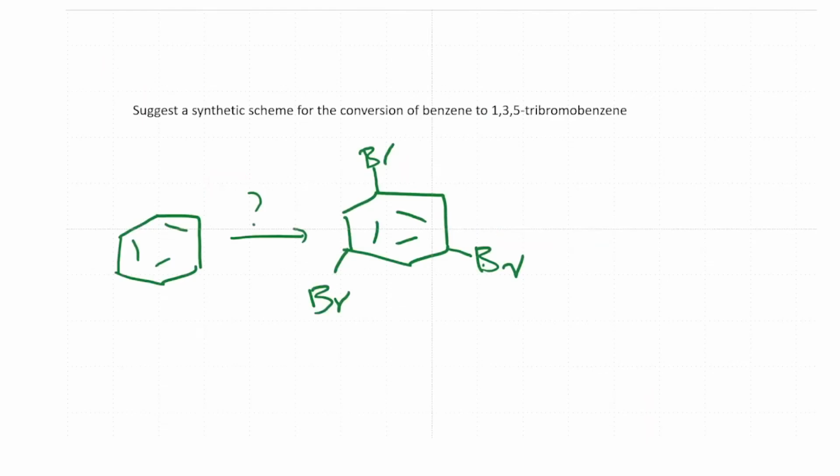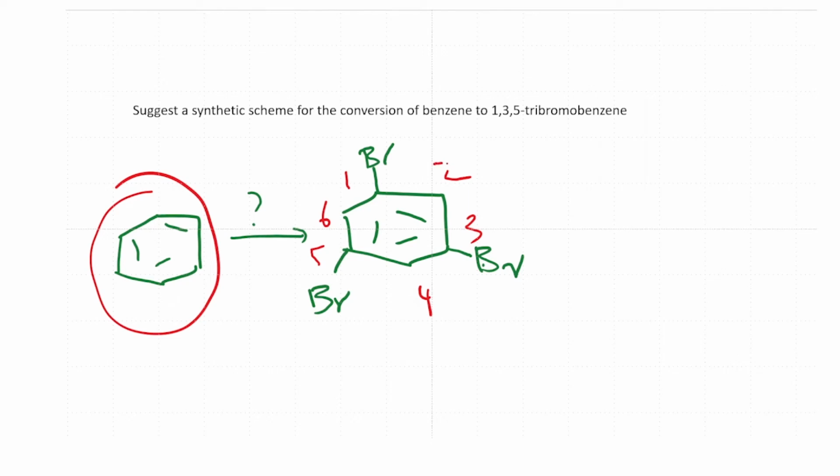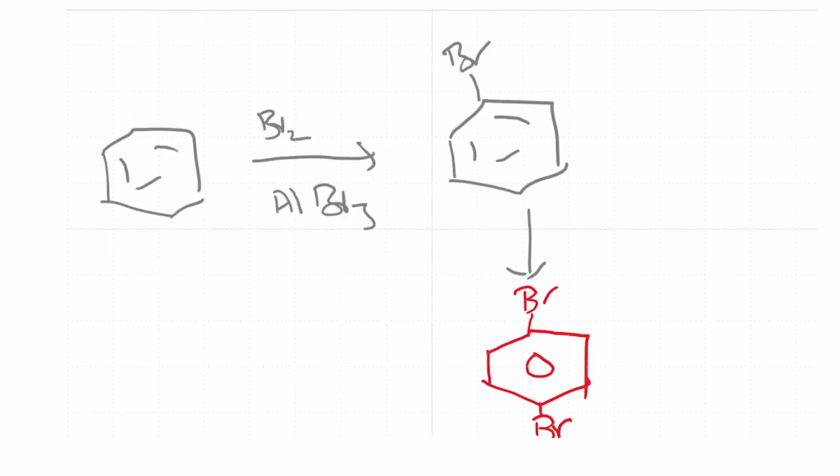Suggest a synthetic scheme for the conversion of benzene to 1,3,5-tribromobenzene. So here is the reaction that we want to do. We want to convert benzene to 1,3,5-tribromobenzene. If you number this 1, 2, 3, 4, 5 and 6, you want to prepare 1,3,5-tribromobenzene. Okay, so let's look at straightforward bromination to begin with.